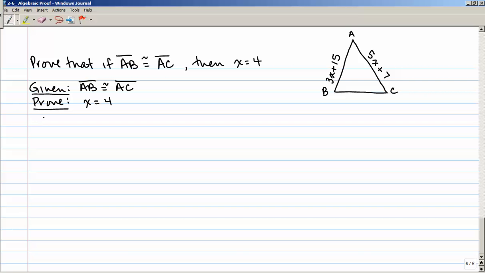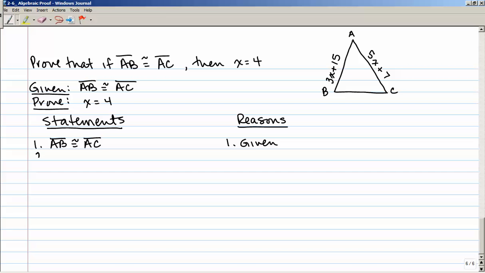So let's make our two columns. First column is our statements, and our second column is our reasons. And remember, the first statement and reason are always pretty easy. You just copy your given. Segment AB is congruent to segment AC. And my reason for that one is always given.